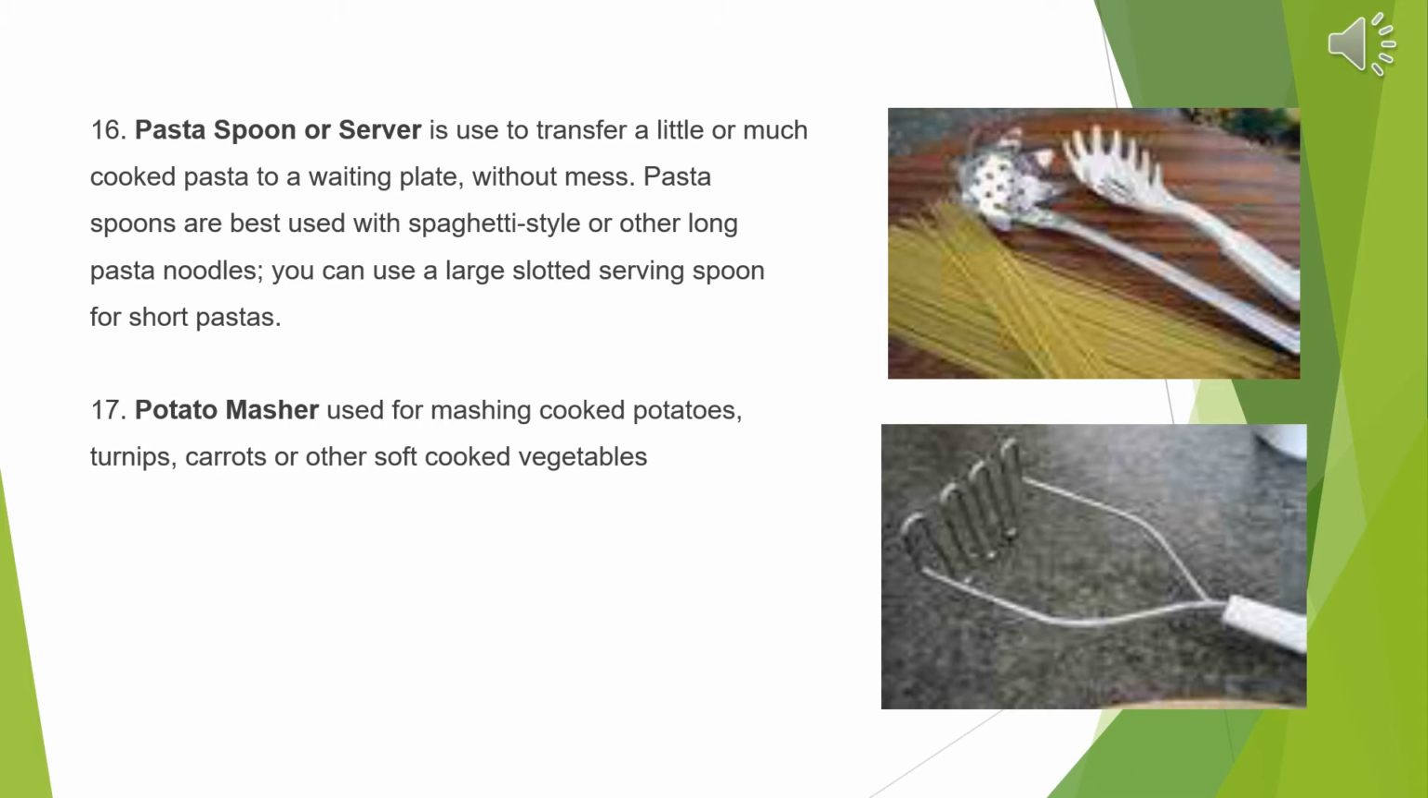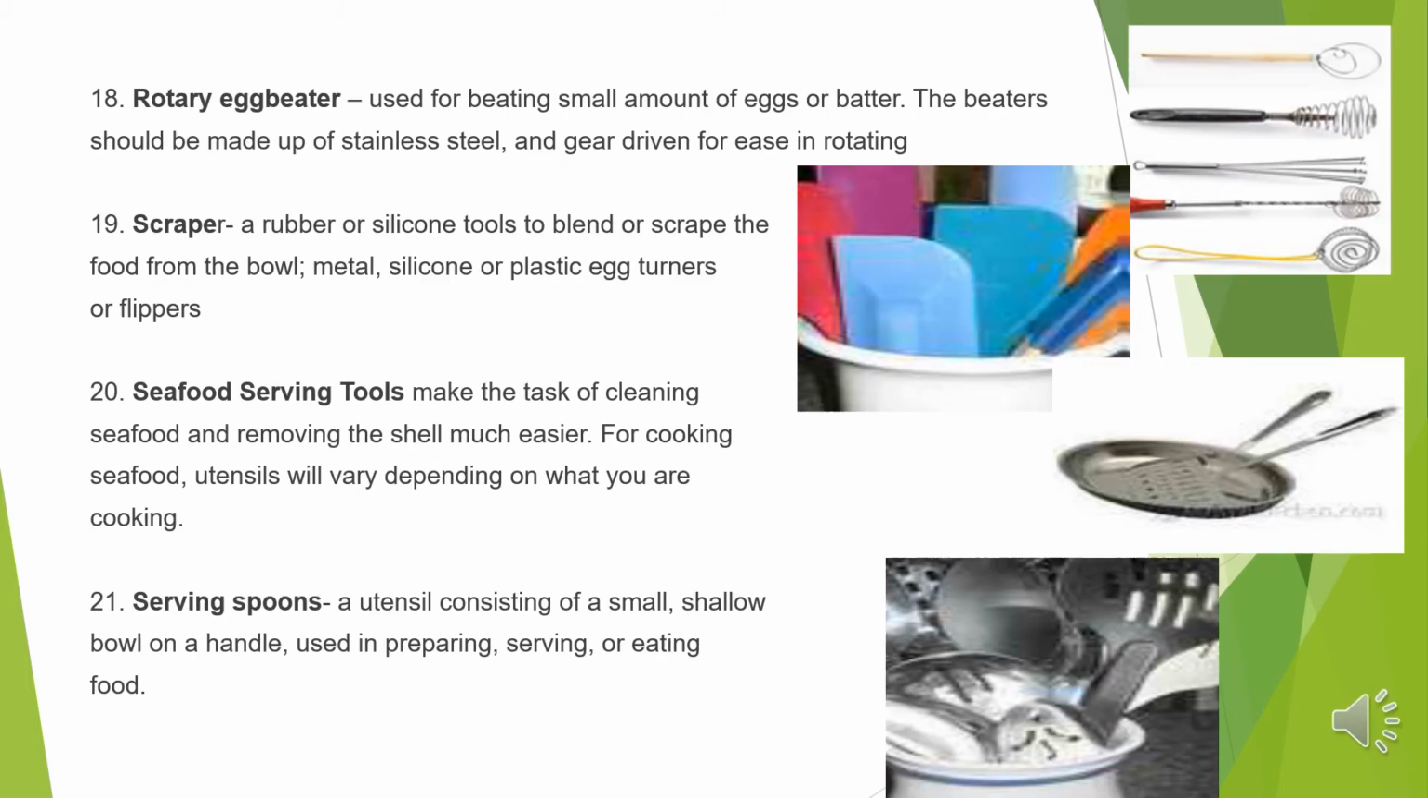And also we have potato masher, used for mashing cooked potatoes, turnips, carrots, and other soft-cooked vegetables. And also we have rotary egg beater, used for beating small amount of eggs or butter. The beater should be made of stainless steel and gear-driven for ease in rotating.